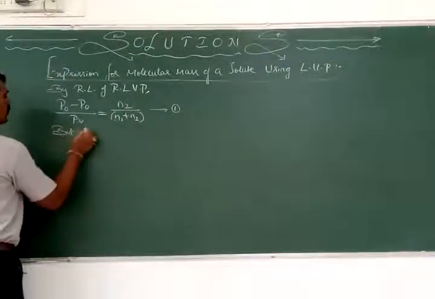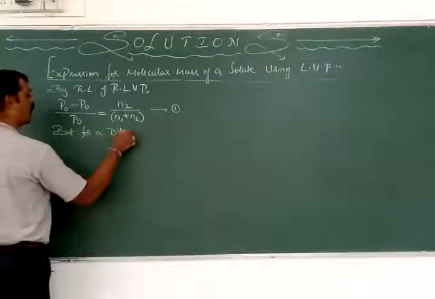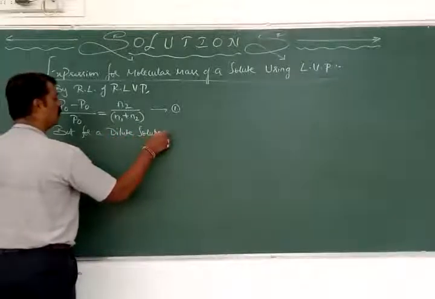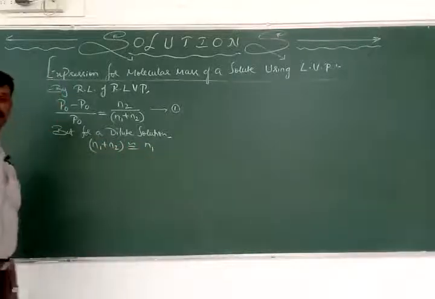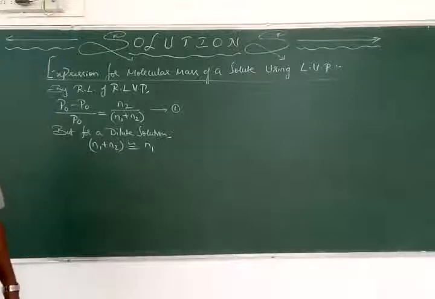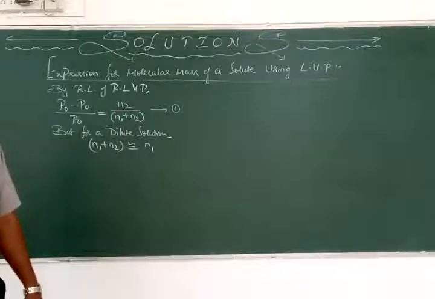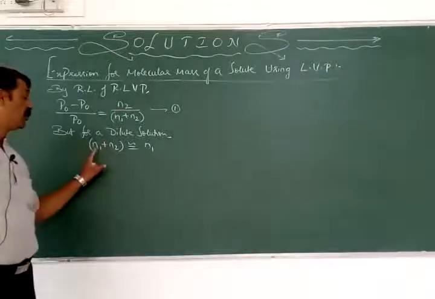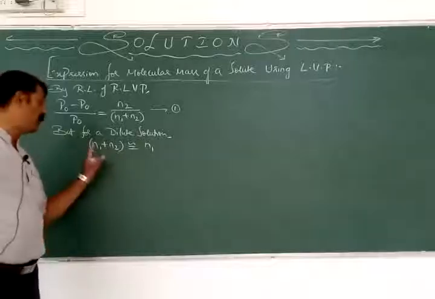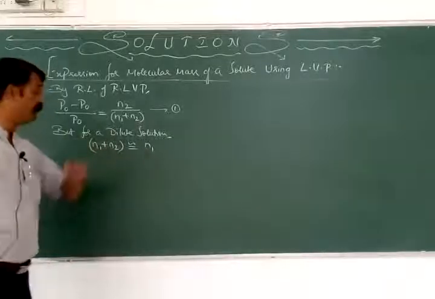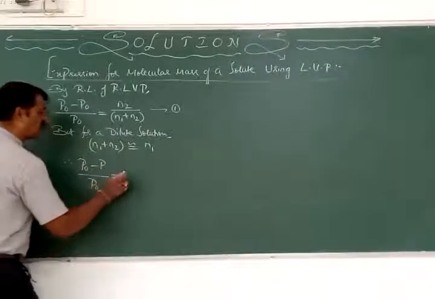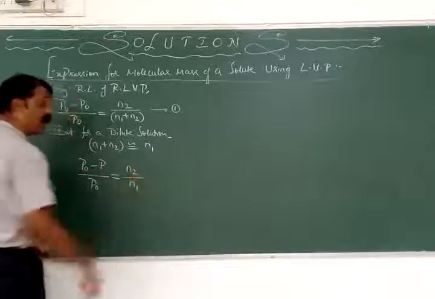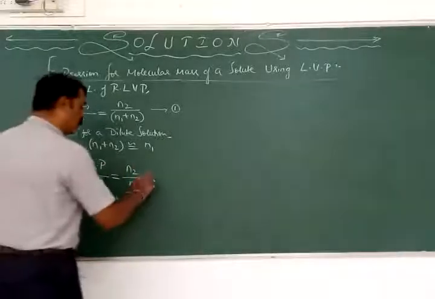But for dilute solution, can I mention N1 plus N2 is nearly equal to N1? Why? Because as we are taking a dilute solution, the amount of solute is very, very less as compared to the very large excess of the solvent. Therefore, I am neglecting the value of N2 as compared to N1 plus N2. Therefore, instead of N1 plus N2, I will mention only N1. Therefore, P naught minus P divided by P naught is equal to N2 divided by N1.